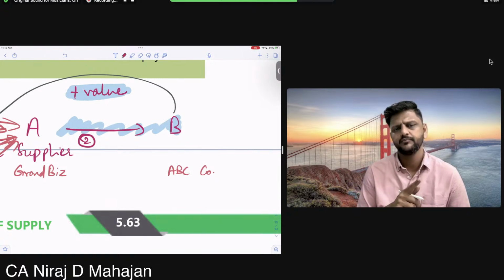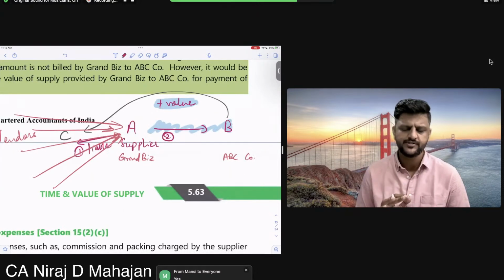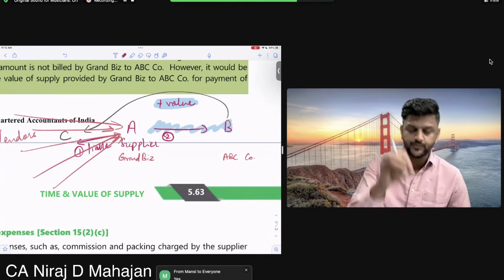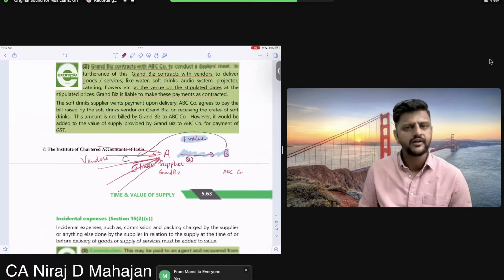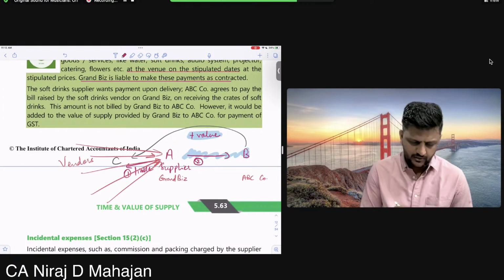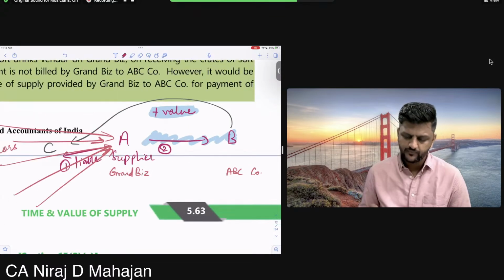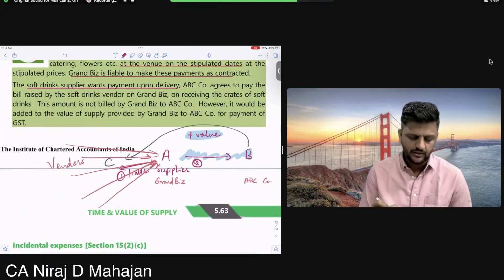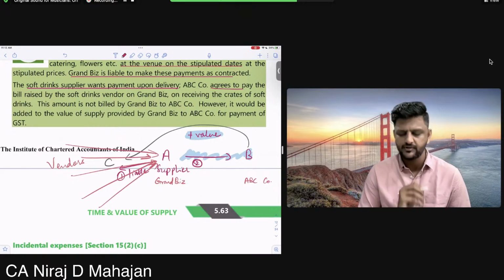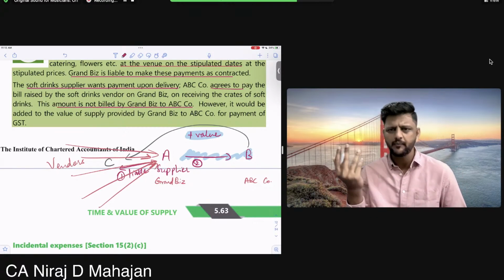There is a connection. Vendors to Grand Biz and Grand Biz to ABC company. Clear? There has to be connection. Only then the cases we're discussing are relevant. The soft drink, now pay attention. The soft drink supplier wants payment upon delivery. ABC company, the recipient here, agrees to pay the bill raised by the soft drinks vendor on Grand Biz on receiving the crates of soft drinks. This amount is not billed by Grand Biz to ABC company. Everything logical. Are you getting my point or no?